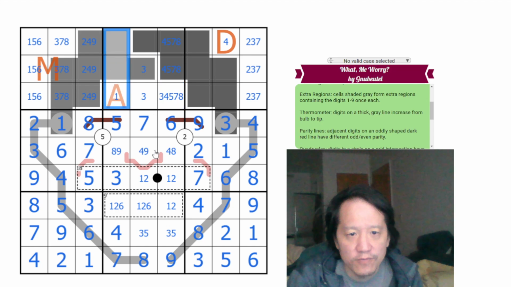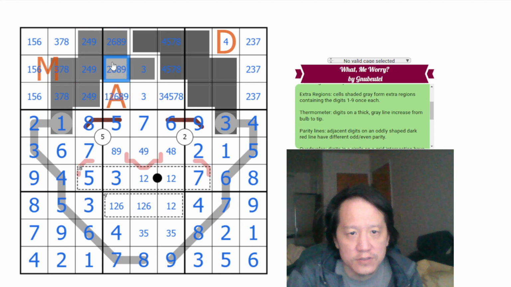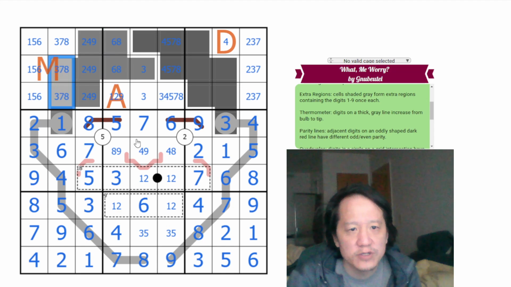So here we have 1, 2, 6, 8, and 9. 8 and 9. So this can't be 1. Oh, this is 2, 4, 9. So this cannot be 2 or 9. So it becomes 6 and 8. So this can't be 6 or 8. This can't be 6. This has to be the 6 because this has to be 6, 8. This 6, 8 means this can't be 8.